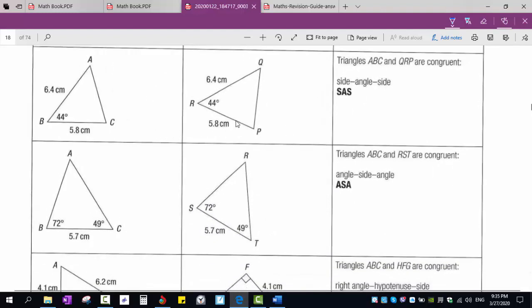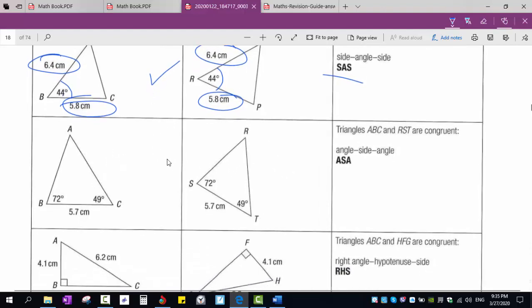The second rule is called SAS. When you look at the rule, you see two sides are equal and the angle between them. Now look at this triangle. This side is 6.4, this side is 6.4, this side is 5.8, 5.8, and the angle between them is 44. So this rule is called SAS.